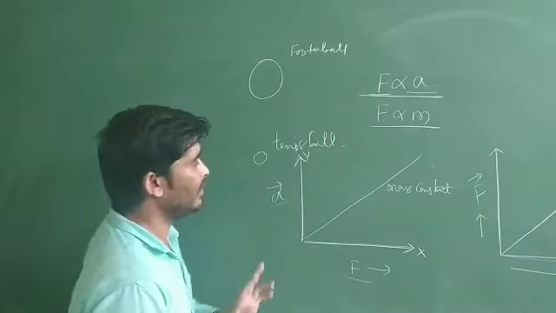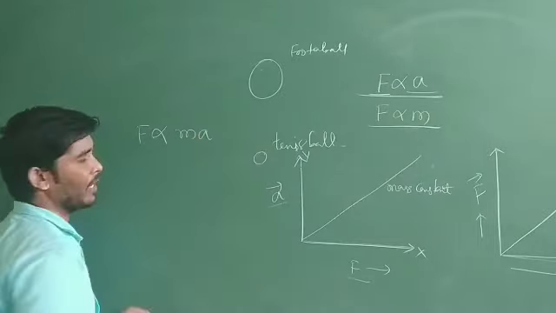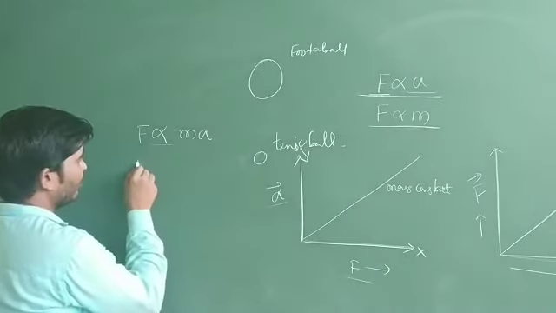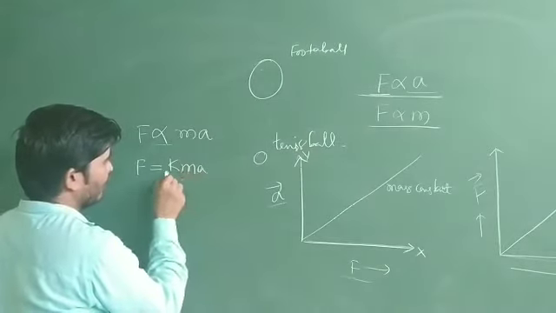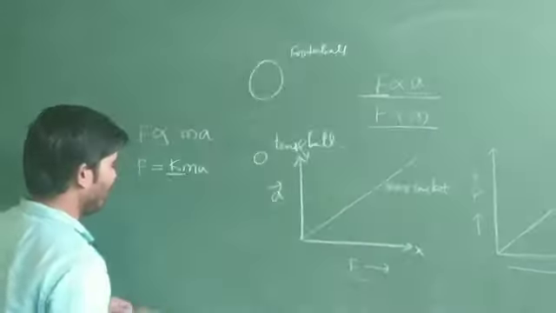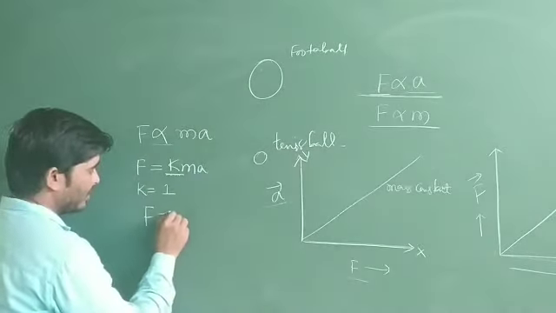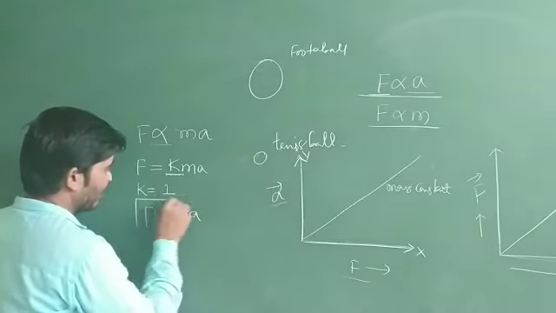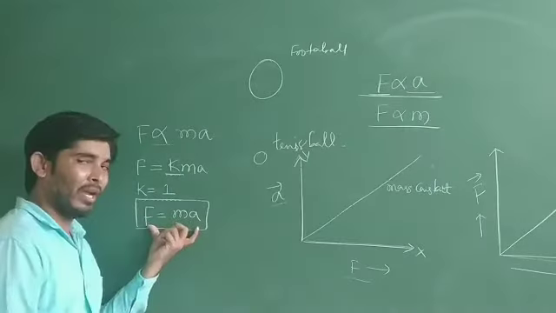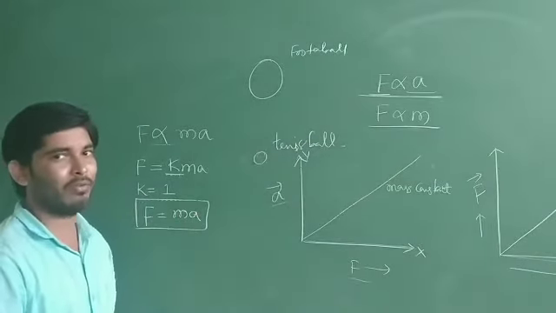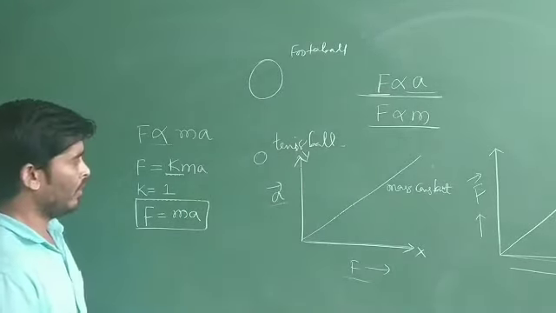Right? From these two relations, we can write that F is directly proportional to MA. If you remove the proportionality symbol, you will get F equals KMA, where K is the proportionality constant. If you take the value of K equal to 1, then F equals MA, which gives Newton's second law of motion. So this is the way to derive Newton's second law of motion using certain examples. Thank you.